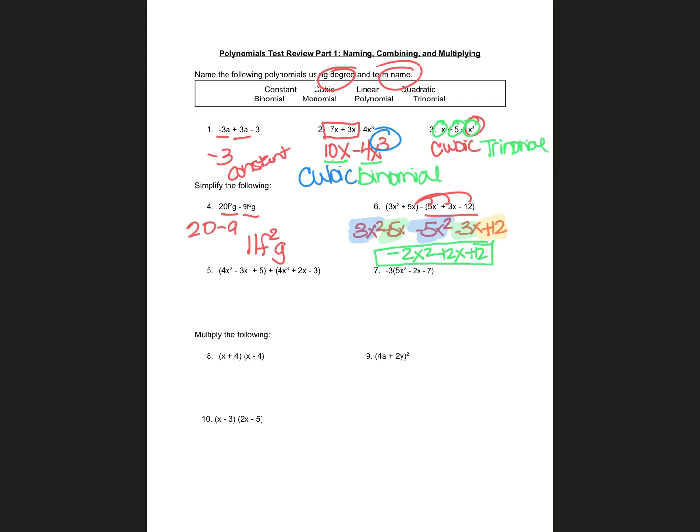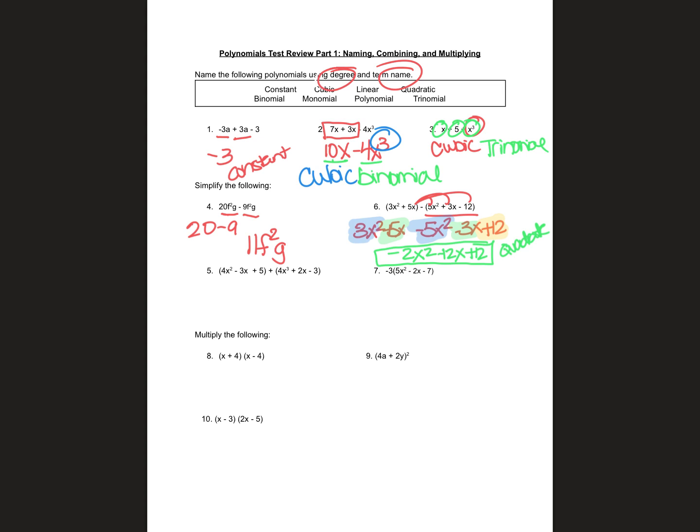Now, how would I name this? Well, let's see. Here's my term. We know that anything with x squared, this is what we would call a quadratic because the highest exponent value is 2. Okay, there we are.